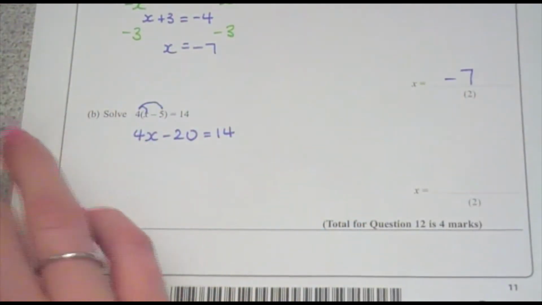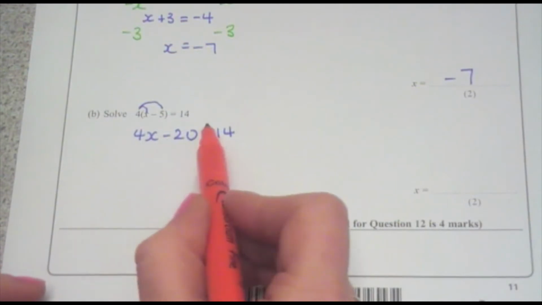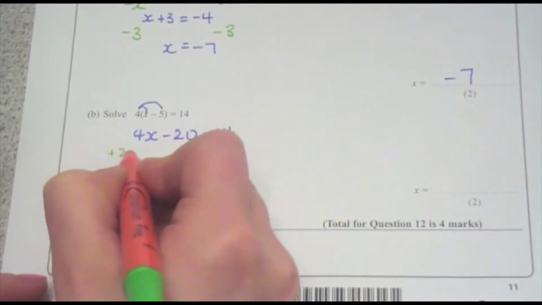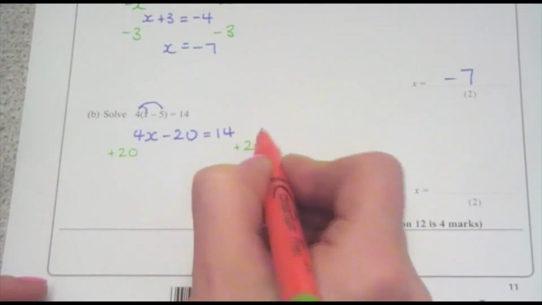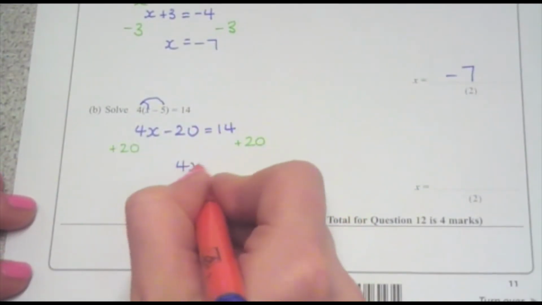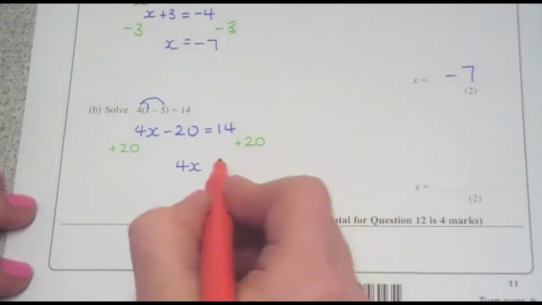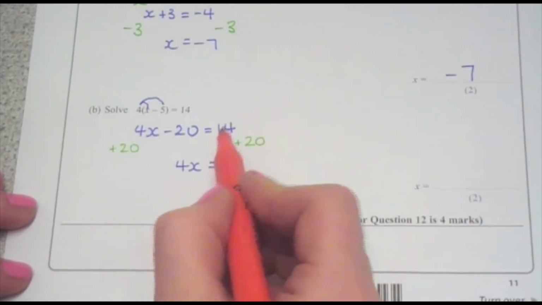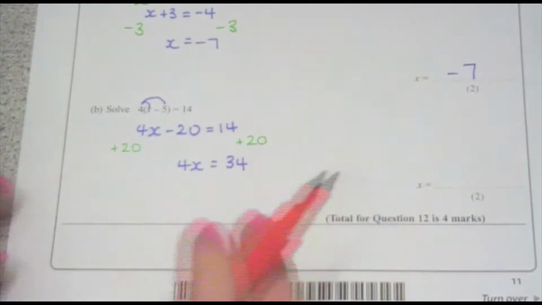Alright, so the first thing I'm going to do is get rid of that minus 20, so I'm going to add 20 to both sides. If I add 20 to the left hand side, I'm just left with my 4x, because that minus 20 will disappear. And if I add 20 to the other side, I've got 34.